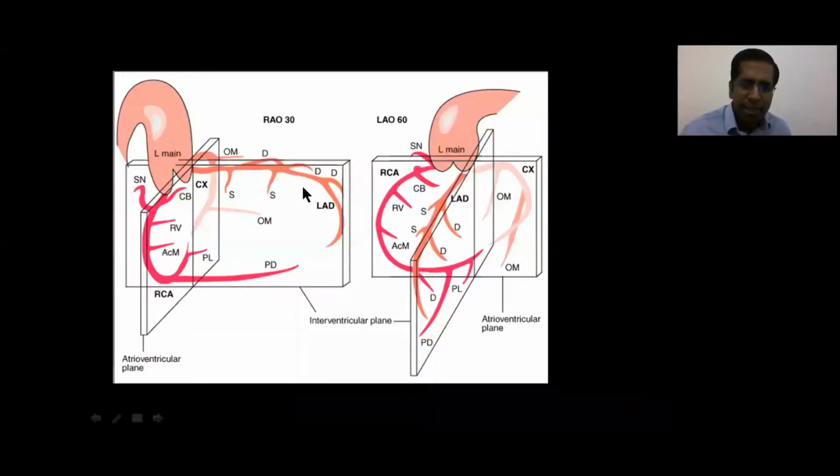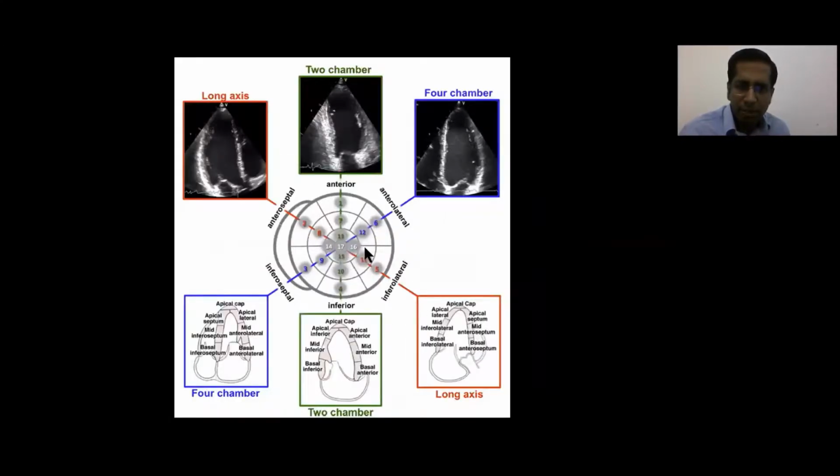So this is an image just to show that the plane of the left anterior descending artery is not the same, or is perpendicular to the plane of the left circumflex on the left side, and the right coronary artery on the right side, and that is the atrioventricular groove. This is the interventricular groove. So both are perpendicular to each other. So that is just to bear in mind.